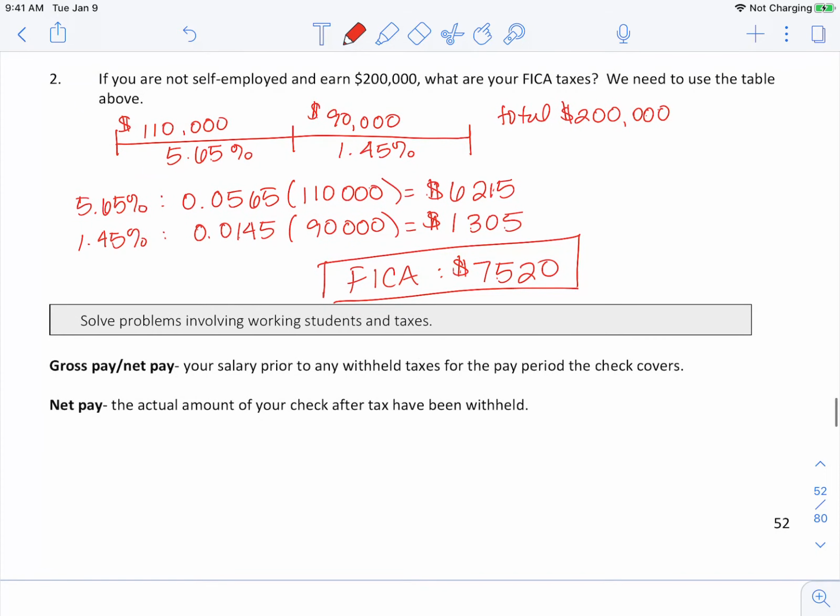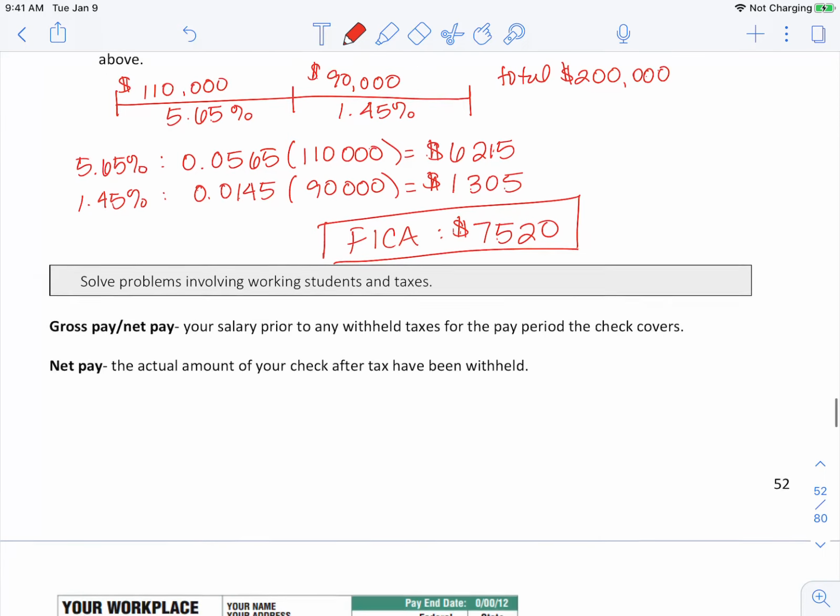All right, two more definitions for us. Your gross pay, this is your salary prior to any withheld taxes for the pay period the check covers. And then your net pay is the actual amount of your check after taxes have been withheld.